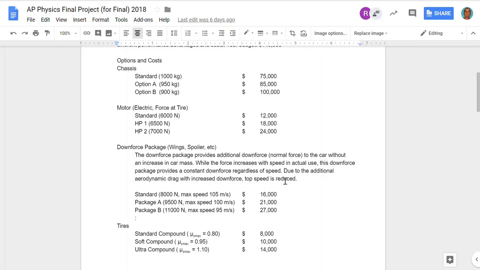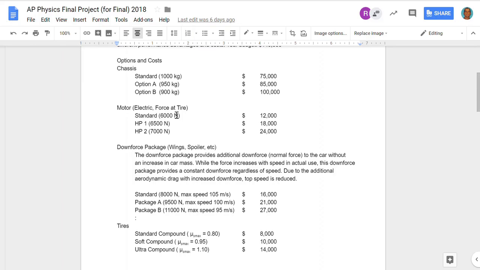Hey physicists, if you're having a little problem getting started on the racetrack optimization project, here are some ideas. First, notice that you have your selection of a couple of different chassis. Depending on their mass, they cost more money. Remember, less mass means that for the same force you have greater acceleration.